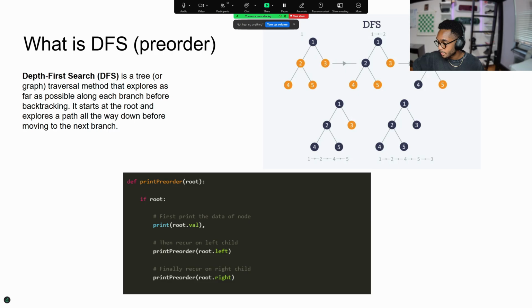Let's see. In general, all binary trees. It says so all binary search trees are binary trees, correct? And all binary trees are trees, correct? But not all binary trees are binary search trees, correct? Yes. Is this a recursive search? Yes. Depth first search is a recursive algorithm.